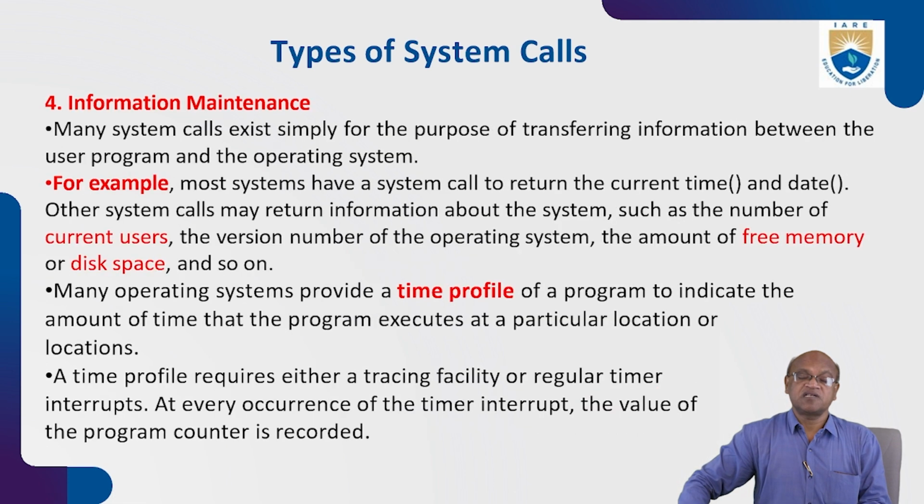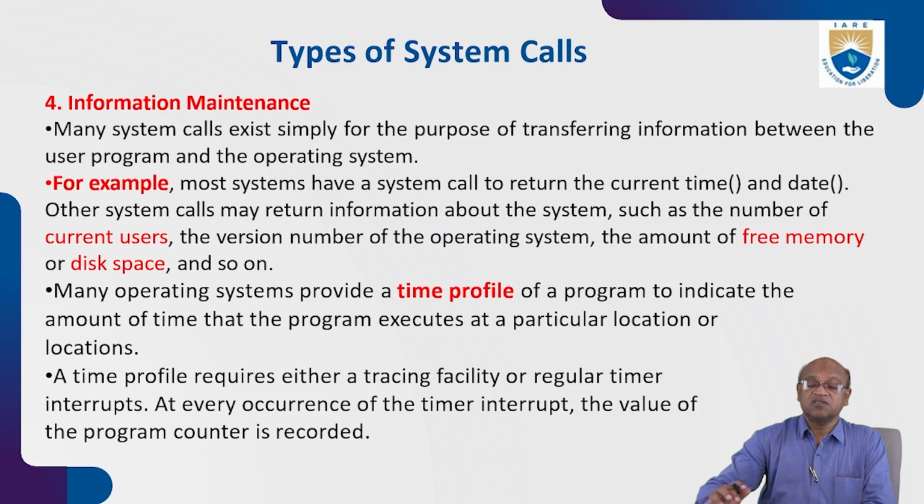Now, information maintenance. There are some system calls involved in information maintenance. Many system calls exist simply for the purpose of transferring information between the user program and the operating system. For example, most systems have a system call to return the current time and date. Other system calls may return information about the system, such as the number of current users, the version number of the operating system, the amount of free memory or disk, and so on.